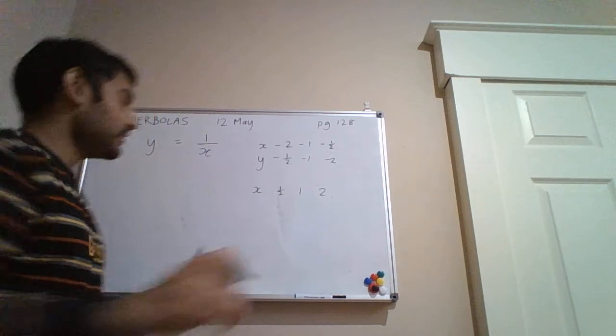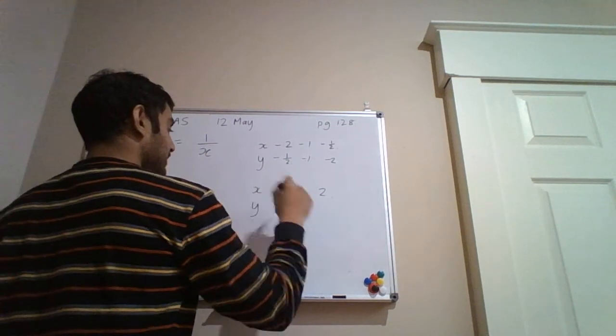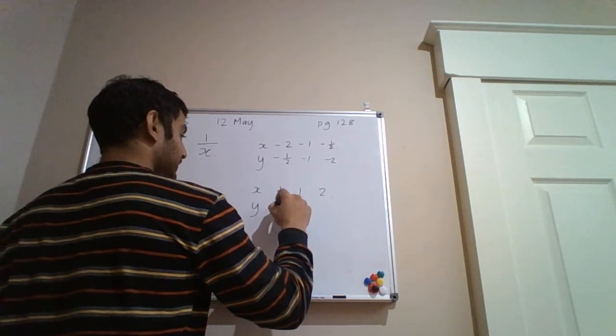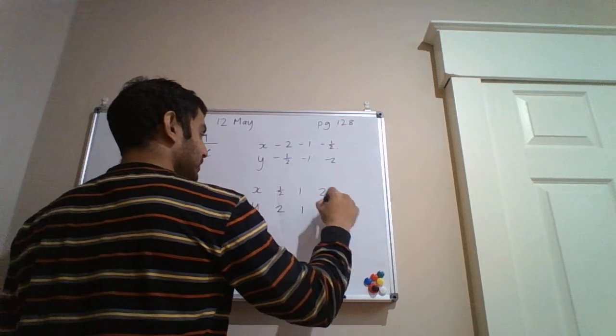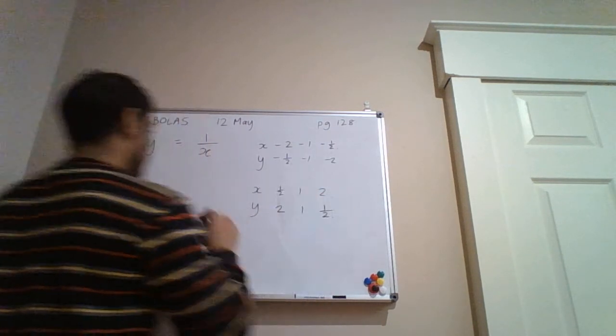Same story for our positive values. 1 divided by 1/2 is 2, 1 divided by 1 is 1, 1 divided by 2 is 1/2.